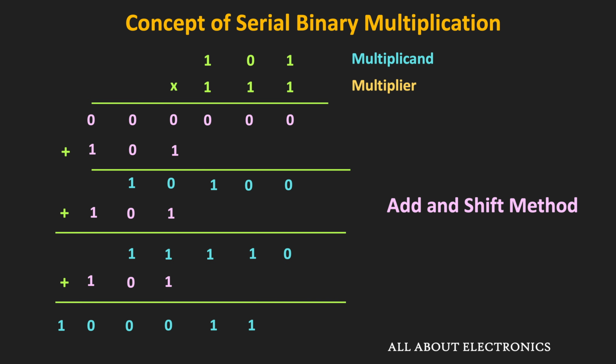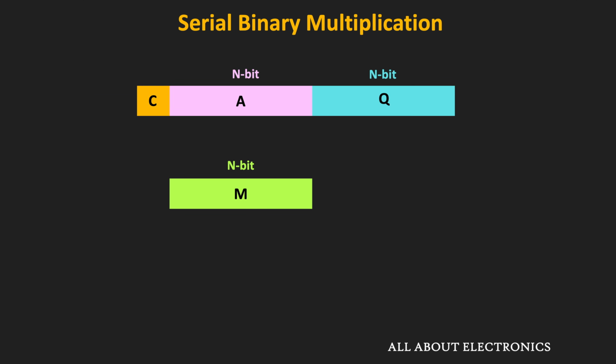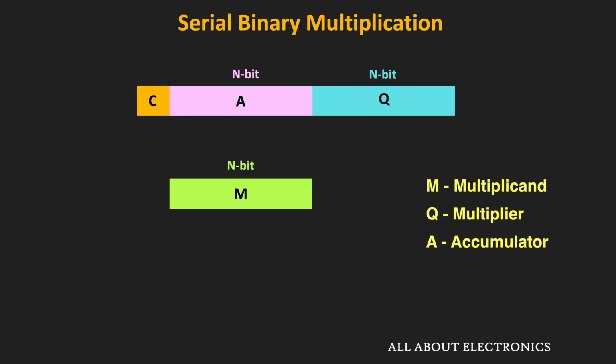Now let us see how to implement it in the hardware. For multiplying two n-bit numbers, we will require 3 n-bit registers. Let's call them A, Q and M, where M is the multiplicand, Q is the multiplier and A is the accumulator. That means in this A register, the partial sum will be stored.